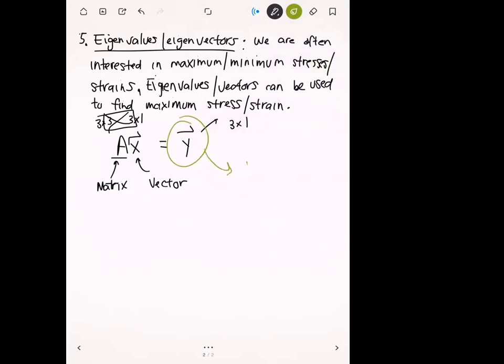For most cases, this Y right here is different than X. You multiply a matrix by a vector and you get a different vector in return. But what if I told you that there are some cases where if you multiply a matrix by a vector, you actually get that same vector back again? Maybe not the exact same vector, but maybe a scalar multiple of that vector.